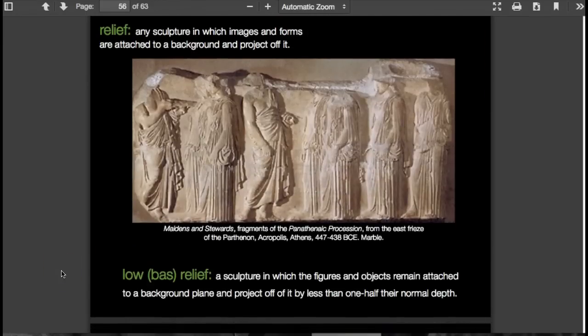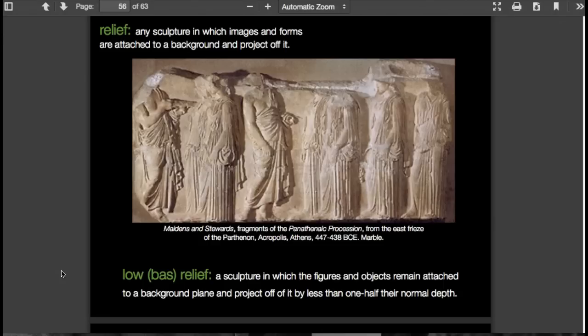And so subtractive techniques, we have relief in printmaking, we also have relief in sculpture. And so this is sculpture in which images and forms are attached to a background and projected off it. And so this is obviously a subtractive method. So we're taking the material away for this image to emerge. And in relief, we have what's called low or bas relief, and we have high or haute relief.